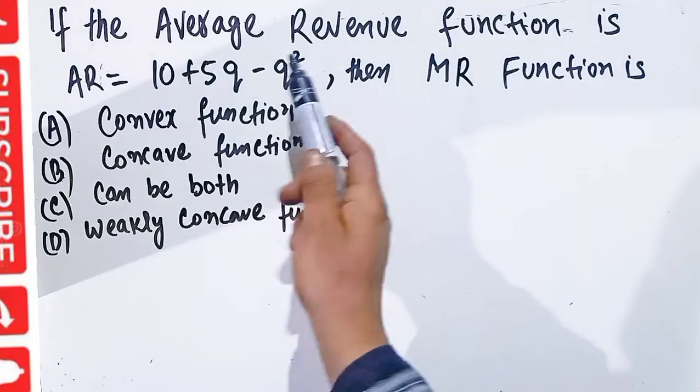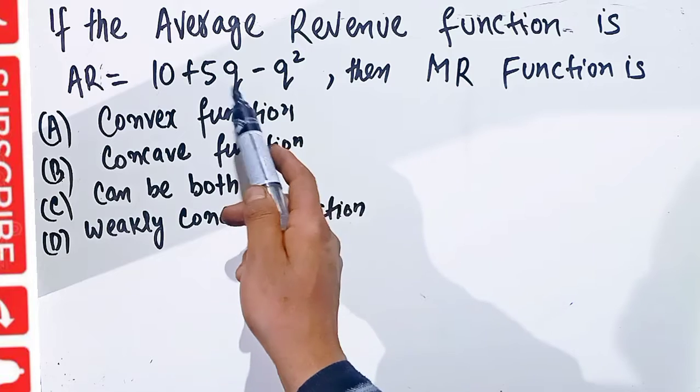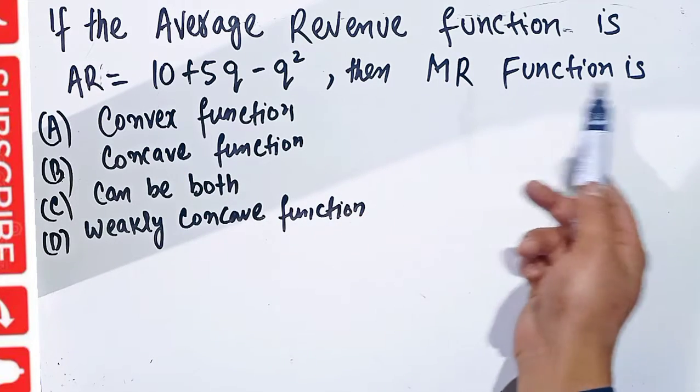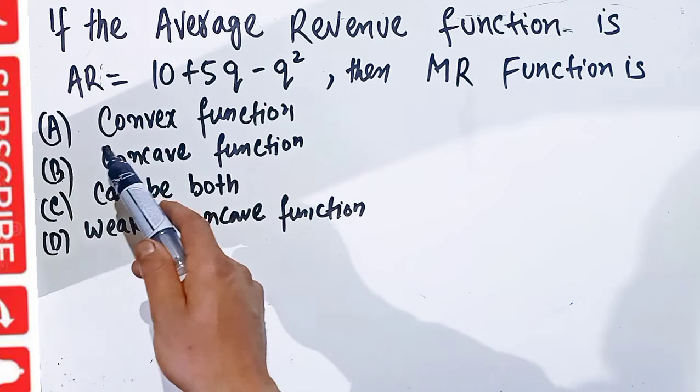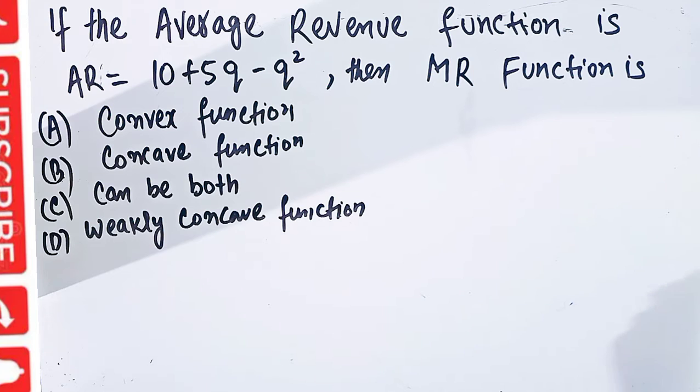The question is, if the average revenue function, that is AR, is equal to 10 plus 5Q minus Q square, where Q denotes the output and AR is the average revenue, then the marginal revenue function is, and options are being given as convex function, concave, can be both, or weakly concave function. We need to find out the correct option.